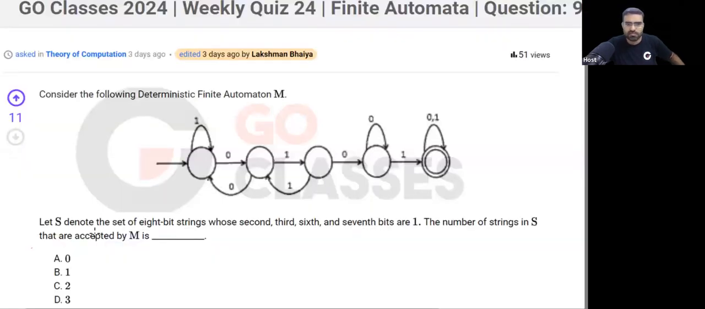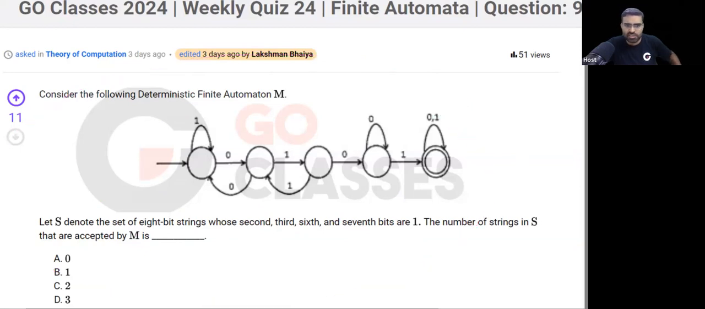Let's see this question. This is a very interesting question. A deterministic finite automaton, a DFA, is given to you. And the question is asking, how many strings of length 8 have 1 in the second, third, sixth, and seventh positions? So this is a very interesting question.